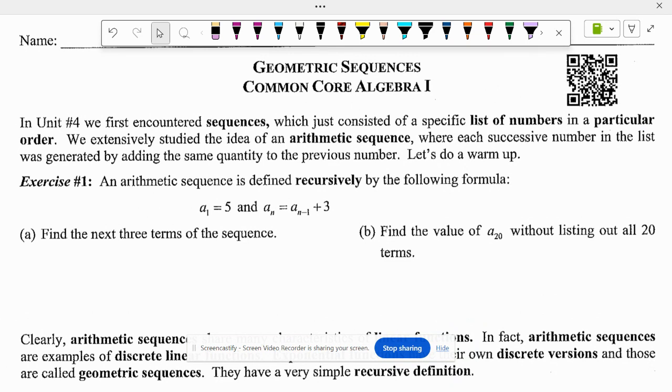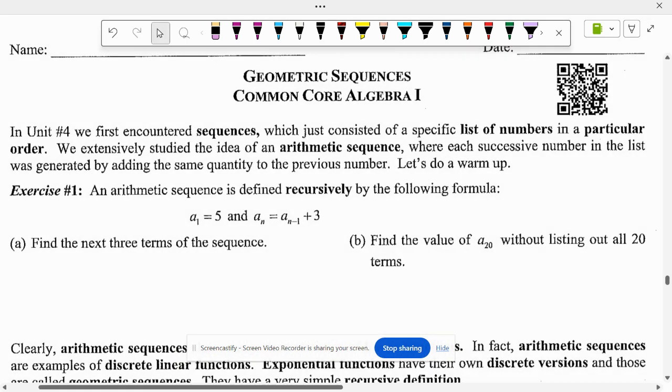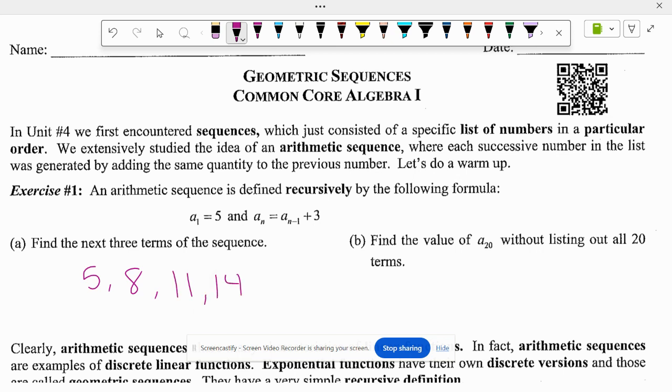So Noah, can you tell me what the first 4 terms are? Start with A of 1 is 5. Yep. 8 plus 3 is 11. Keep going. That's right. Perfect. 5, 8, 11, and 14.